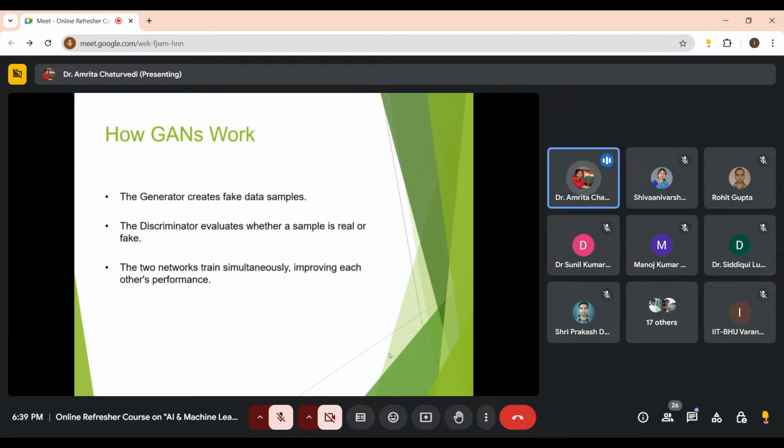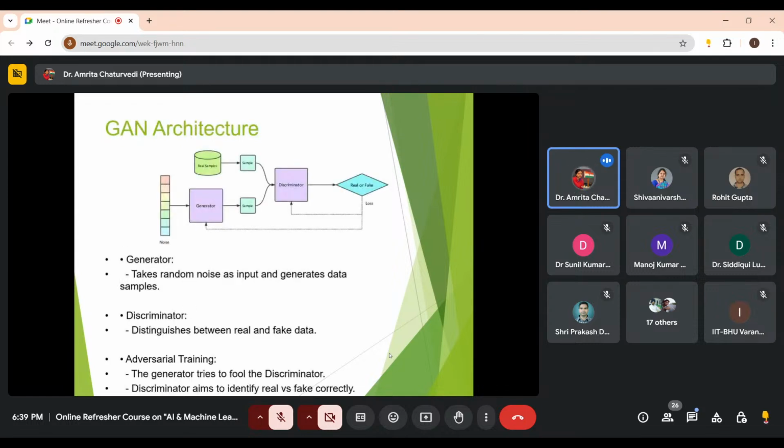The generator is trying to make samples as similar as possible, and the discriminator is trying its best to discriminate between the actual sample and the fake samples that have been generated by the generator. The algorithm ceases to train when the discriminator is not able to discriminate between the fake and real samples. At that time, the algorithm stops. The generator takes some random noise as input and generates data samples which are quite similar to the actual image or data that it has received.